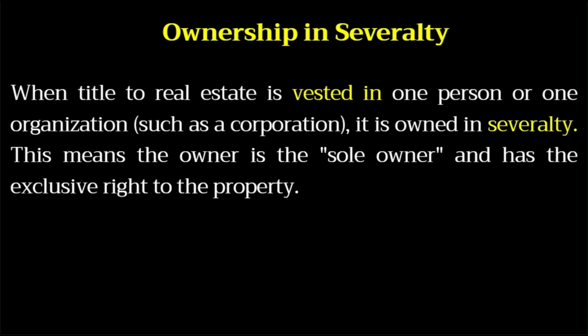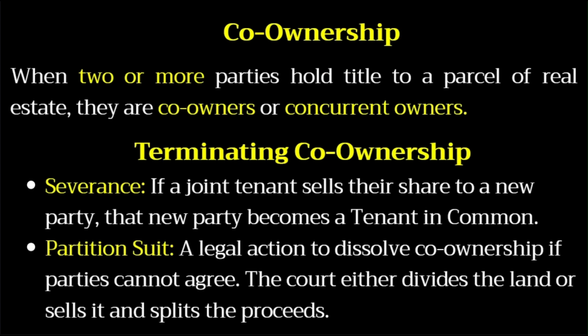When title to real estate is held by just one person or a single organization, such as a corporation, it is called ownership in severalty. In this form, the owner is the sole owner and has exclusive rights to the property. When two or more parties hold title together, they are co-owners or concurrent owners. If they cannot agree on the property's future, a partition suit can be filed to legally dissolve the ownership.